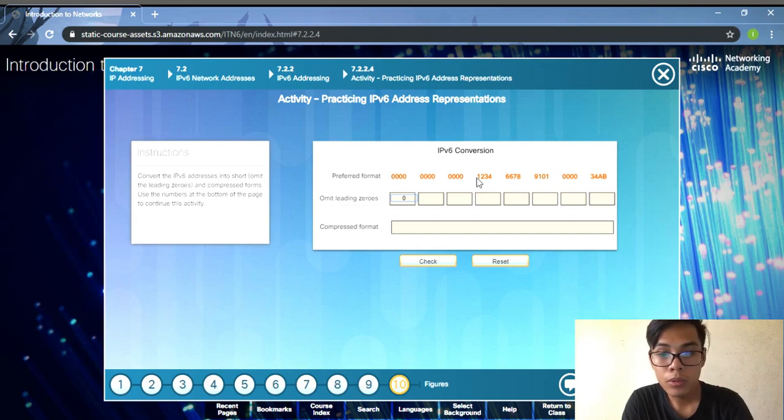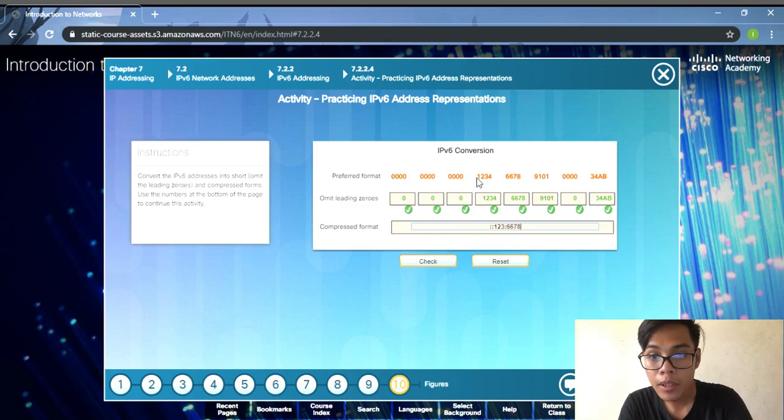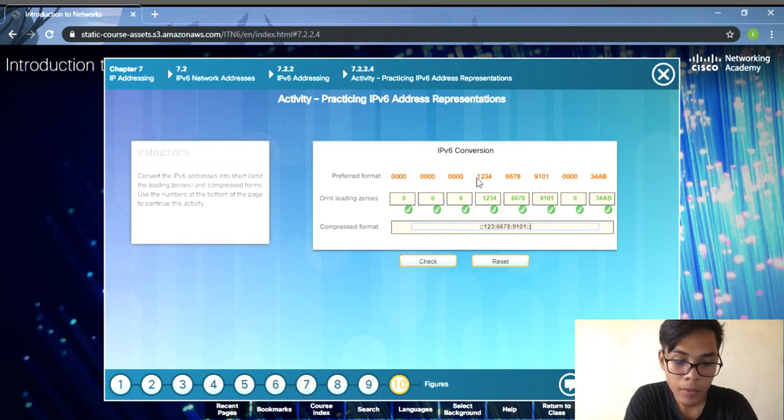Let's hit the figure. 0, 0, 0, 1, 2, 3, 4, 6, 6, 7, 8, 9, 1, 0, 1, under 0, and 3, 4, AB. So let's compress. We have leading 0, so I'll just put it like that. 1, 2, 3, 4, 6, 6, 7, 8, 9, 1, 0, 1, and 3, 4, AB. This one is pretty difficult to compress.